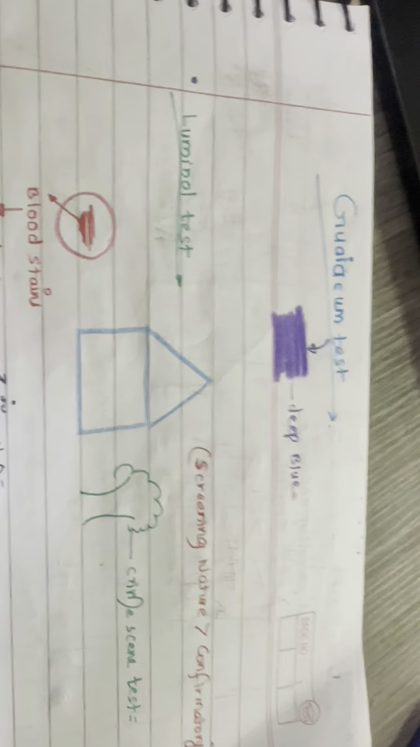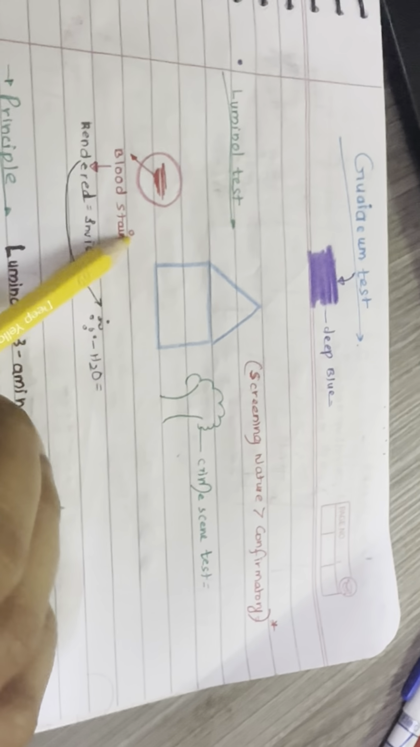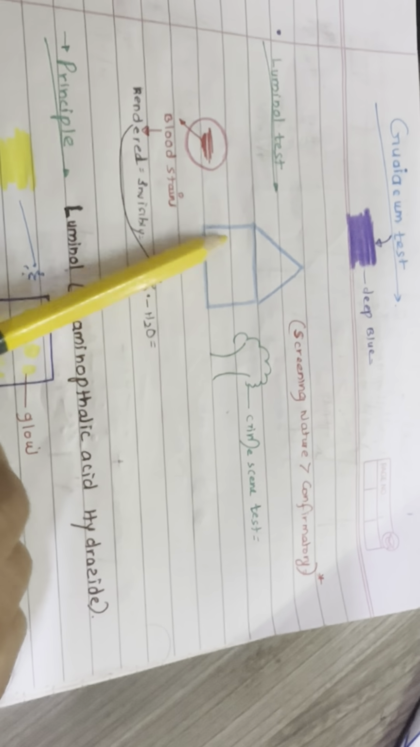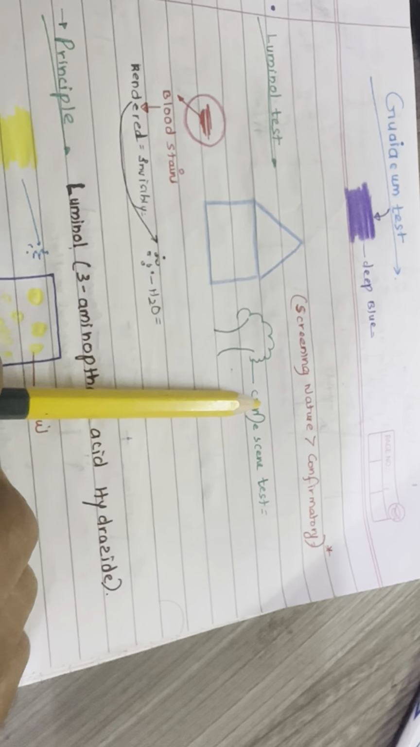Next is the guaiacum test. That is used as a reagent and the color change is a deep blue. Luminol test. It is essentially a crime scene test and is more of a screening nature than a confirmatory test.